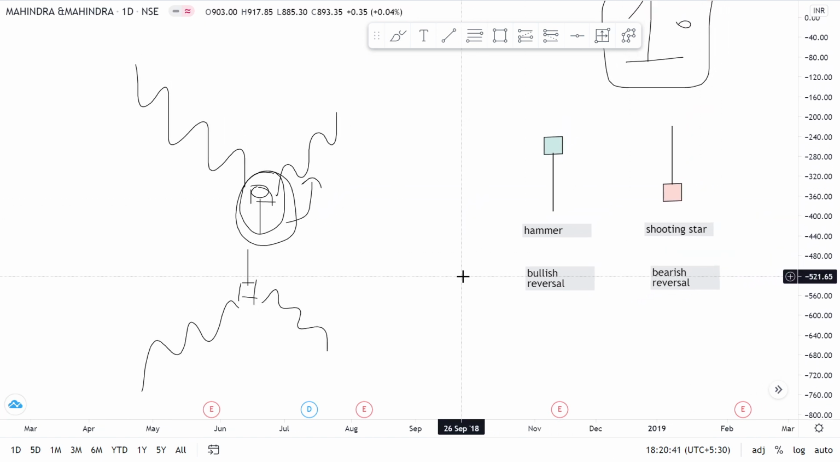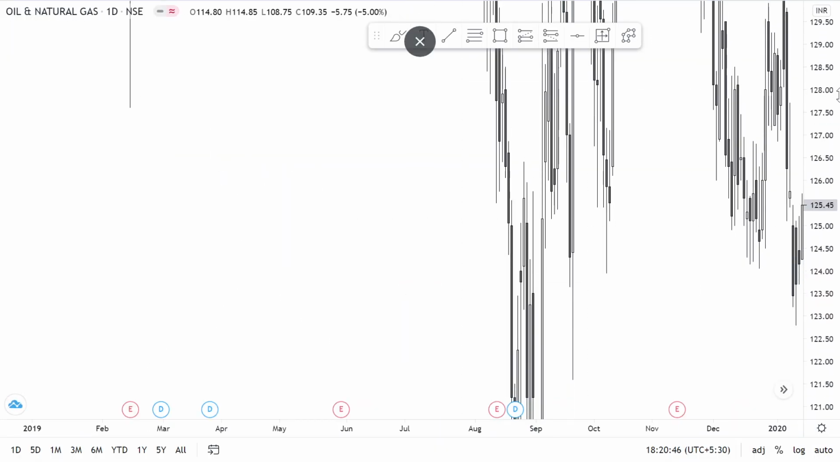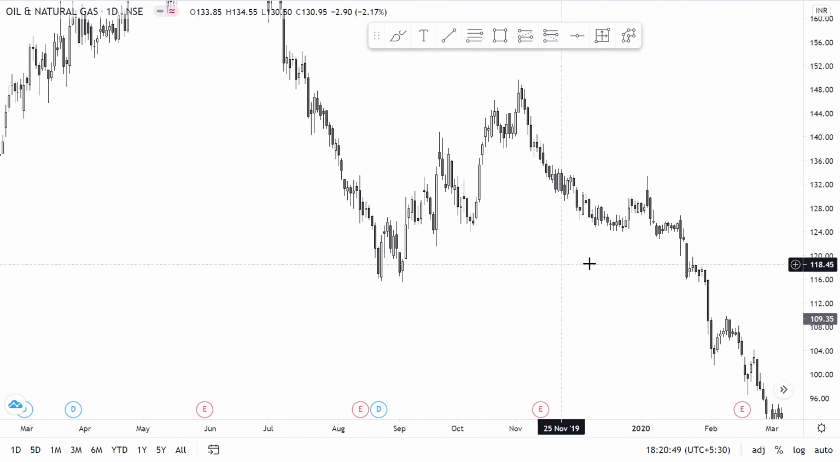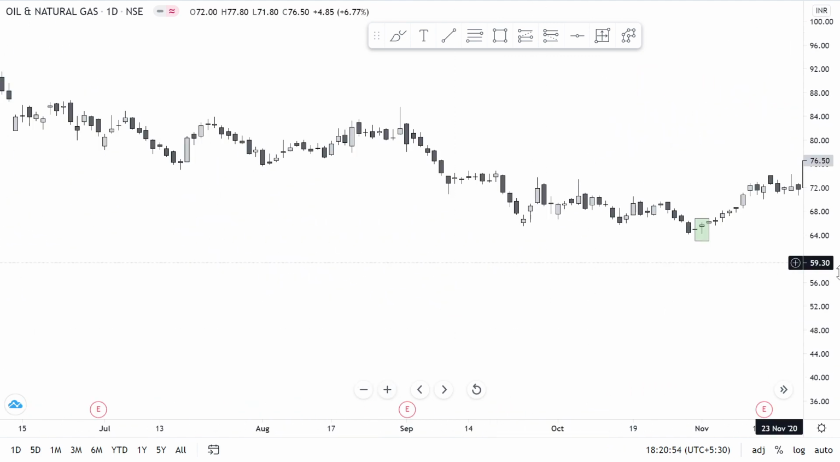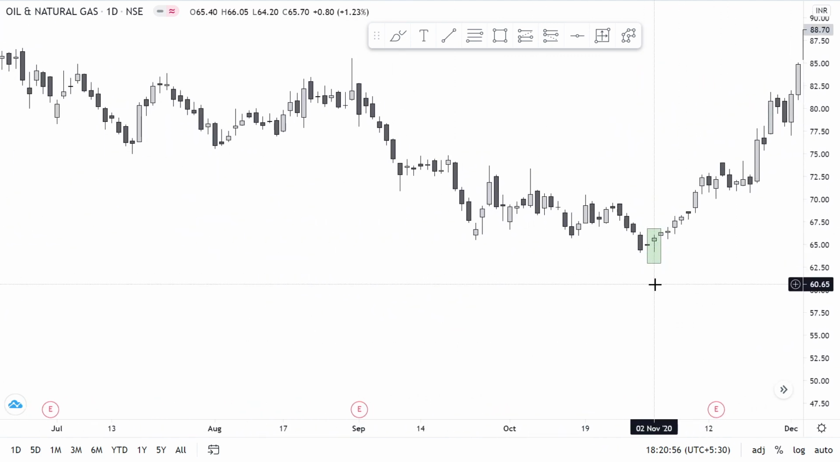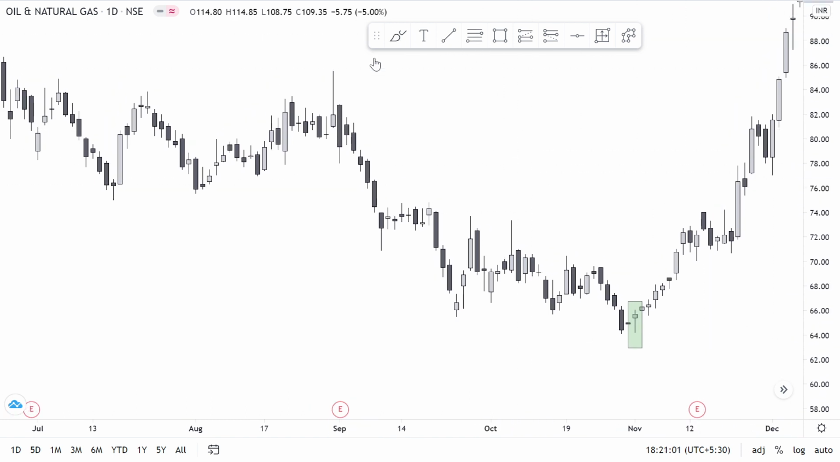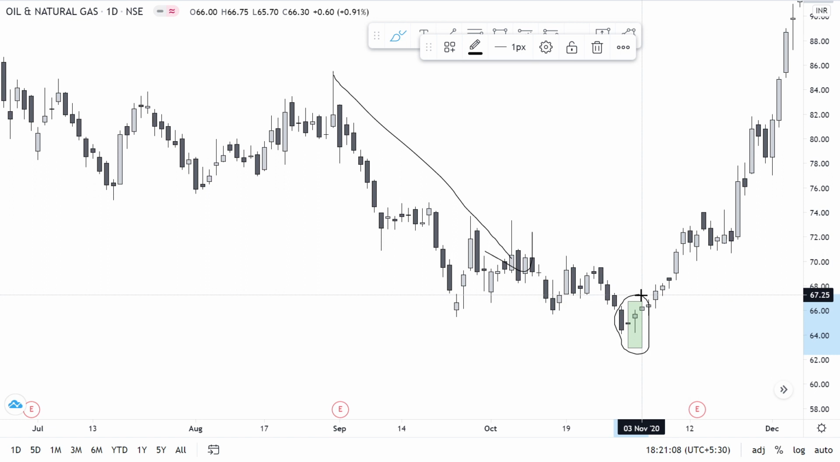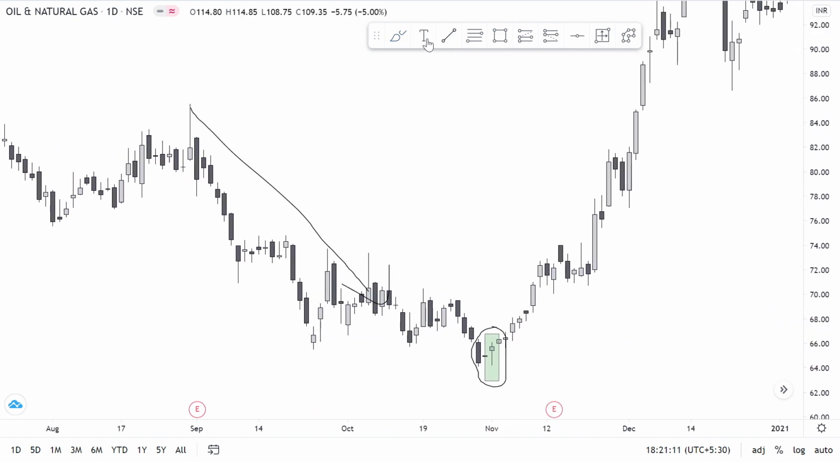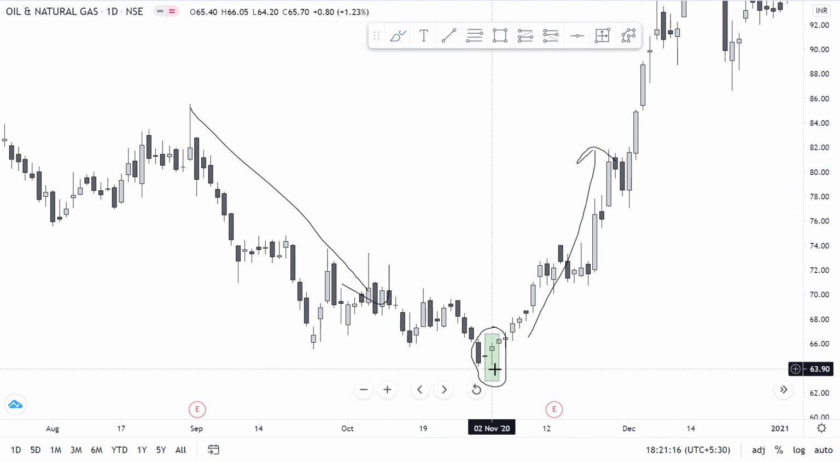Now if we look at some examples, let's go to ONGC. In ONGC, you can see a hammer pattern formed right here on the 2nd of November. Price came all the way down from this point to this point, and then price halted here and formed a hammer, a bullish hammer, and then you can see what happened to the price next. There was a bullish reversal here.